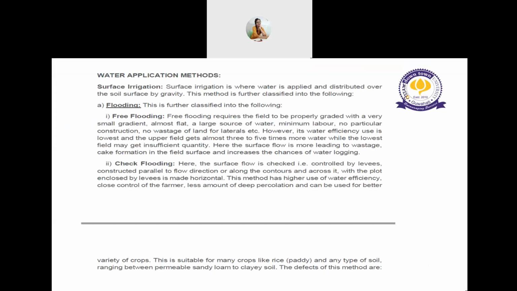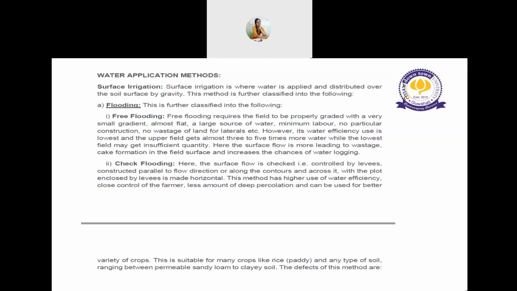Free flooding requires the field to be properly graded with a very small gradient, almost flat, a large source of water, minimum labor, no particular construction, no wastage of land for laterals, etc. However, its water use efficiency is lowest and the upper field gets almost 3 to 5 times more water, while the lowest field may get an insufficient quantity.